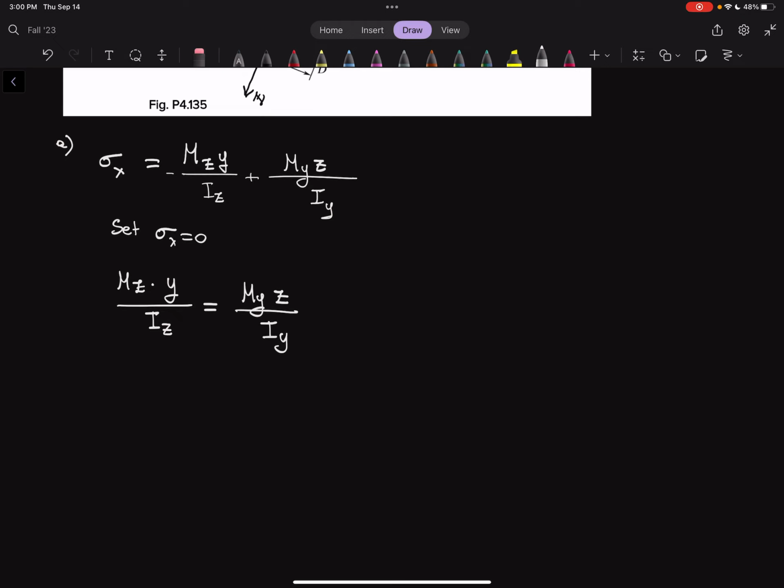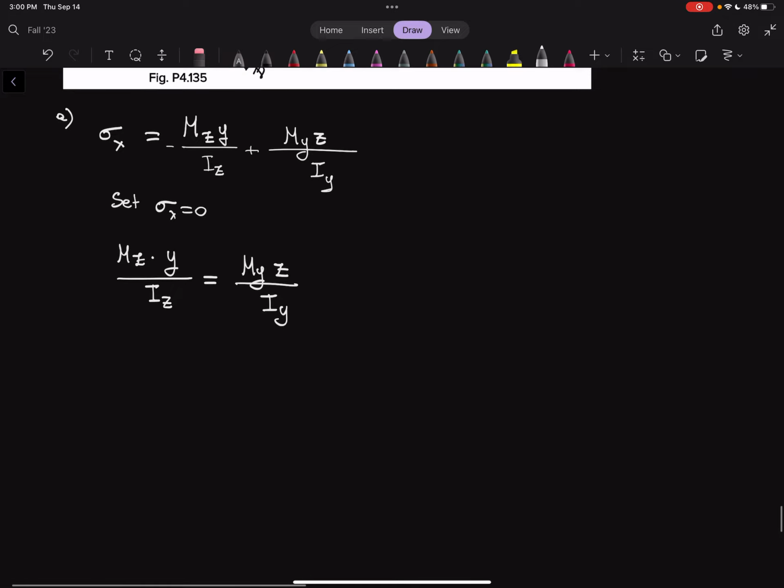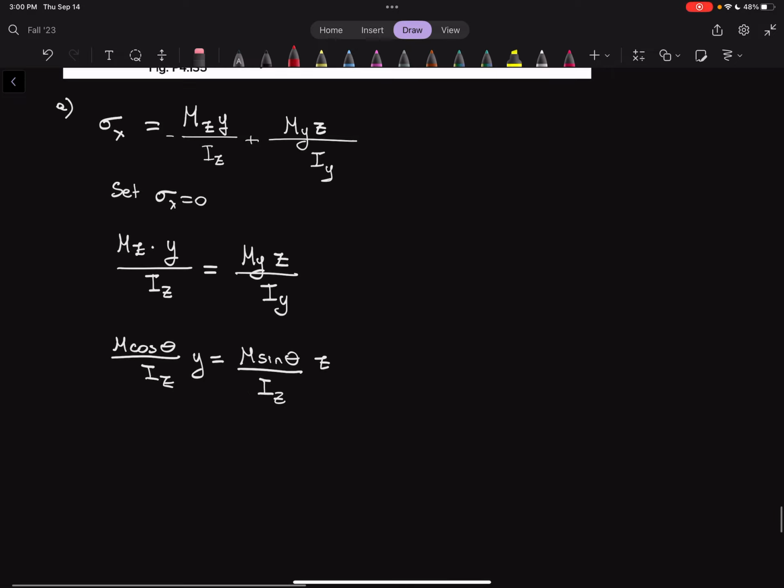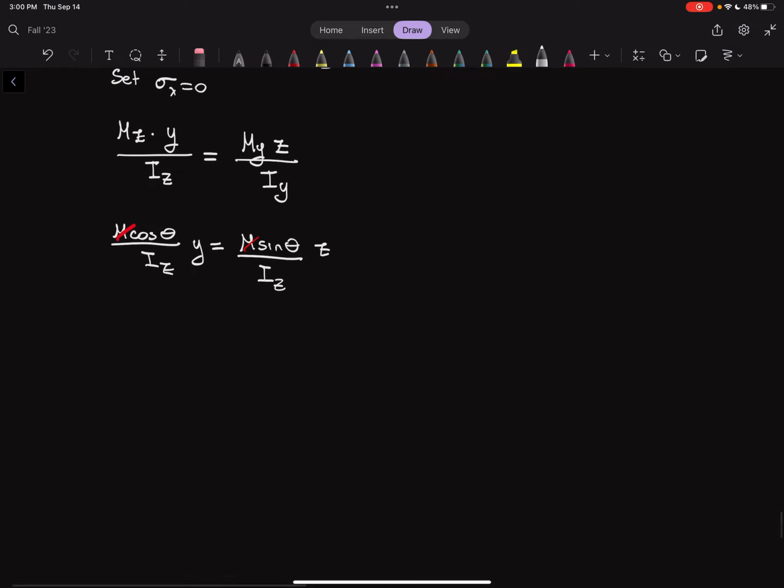So what we'll do is the one on the z-axis is M cosine of theta y over Iz, and M sine theta z over Iy. Now the M's are the same and they're not 0, so we can cancel those out. And now what we can do is rearrange this equation, and we'll get y is equal to Iz over, sorry, I put two Iz's. I didn't want to do that. This is Iy.